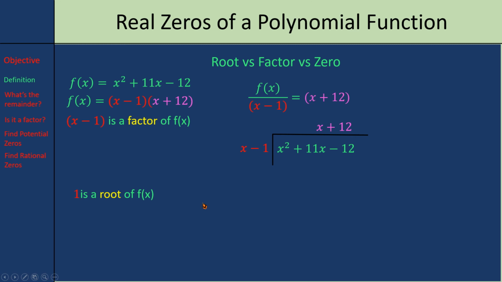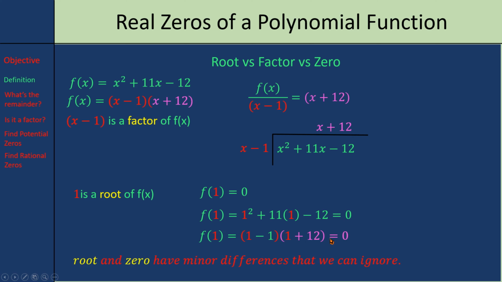So 1 is a root of f of x, and what that means is f of that root, f of any root, gives you 0. So if you plug 1 in for your f of x, you get 0. See, 1 squared plus 11 times 1 minus 12 gives you 0. Or you plug it into the other form, the factored form, you also get 0 because 1 minus 1 is 0, and that's how it works. For the context of our class, root and 0 have very minor differences that we can ignore, so we can basically use them interchangeably. In the scope of our class, it doesn't make any difference.